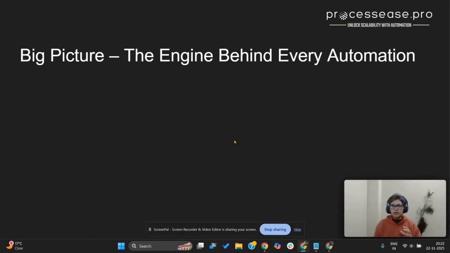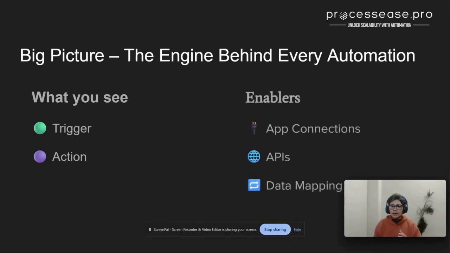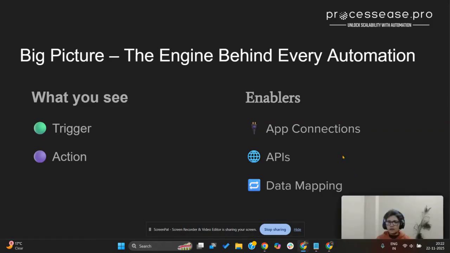Now, the big picture, the basic engine behind every automation, is triggers and actions. When you are building an automation, there is a trigger and then there is an action. The trigger is when the automation starts, and the action is what step should happen once it has started. And then there is something in the system which supports these: app connections. You can call them connections, you can call them credentials.